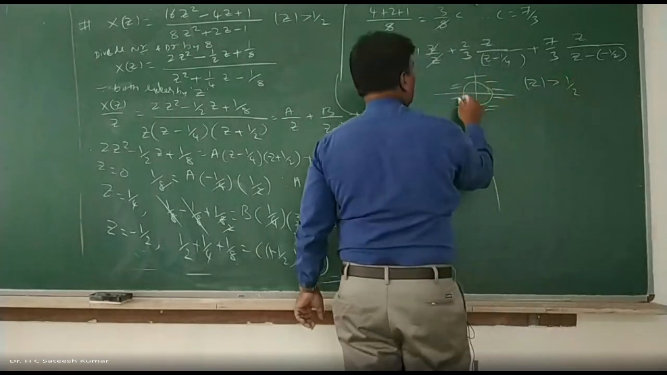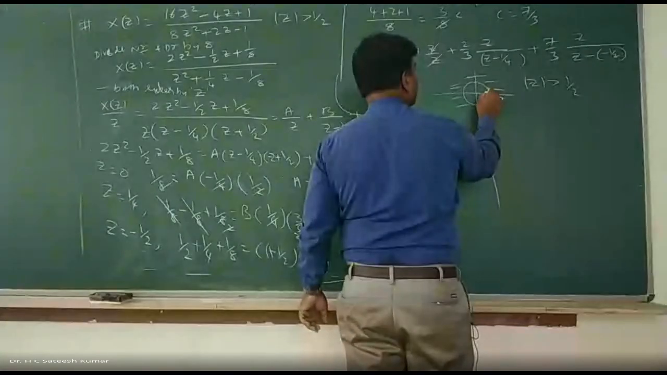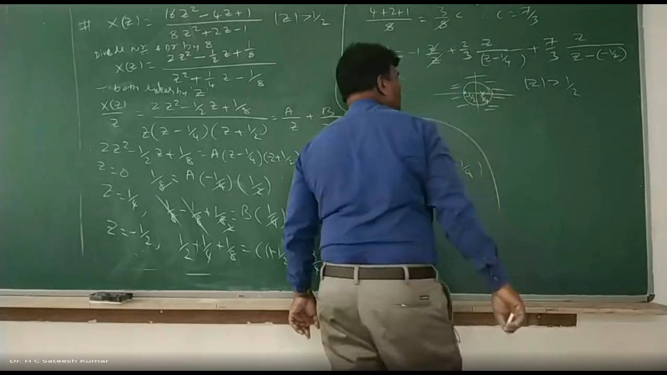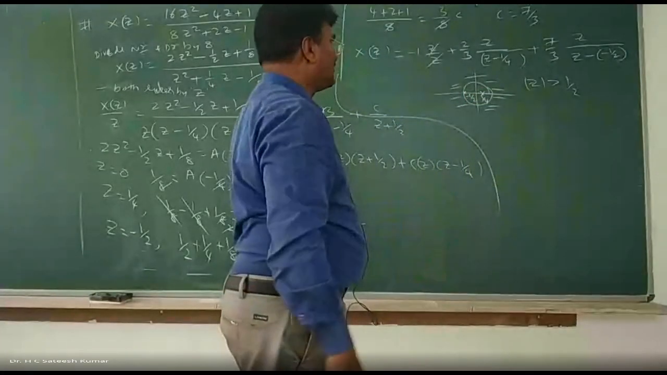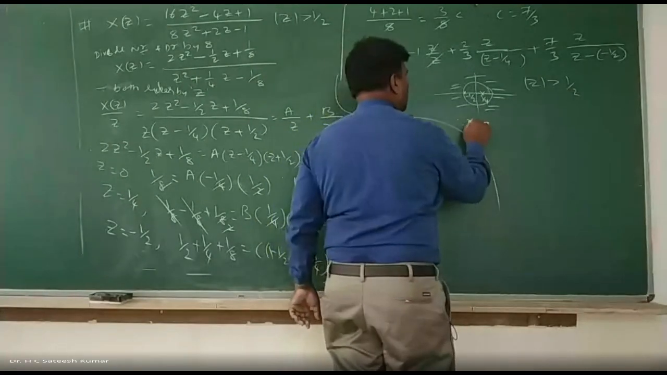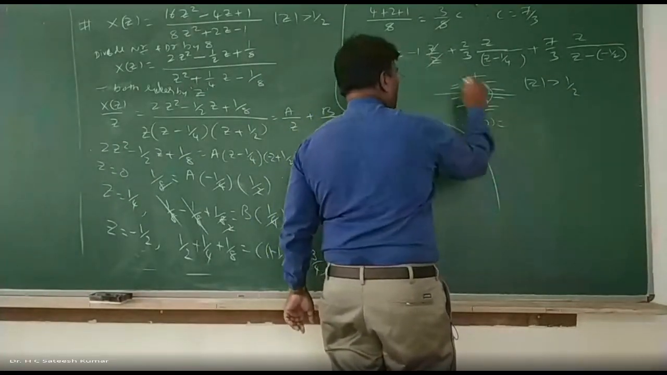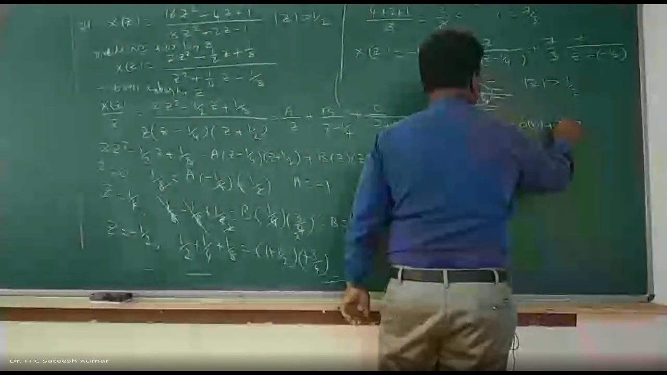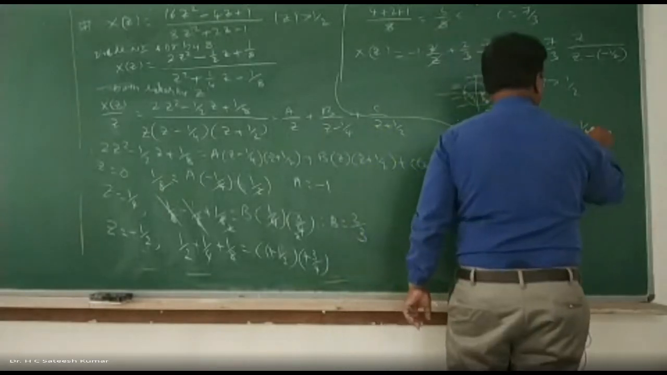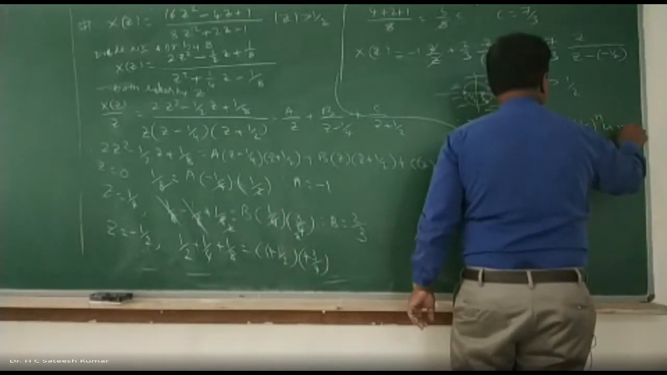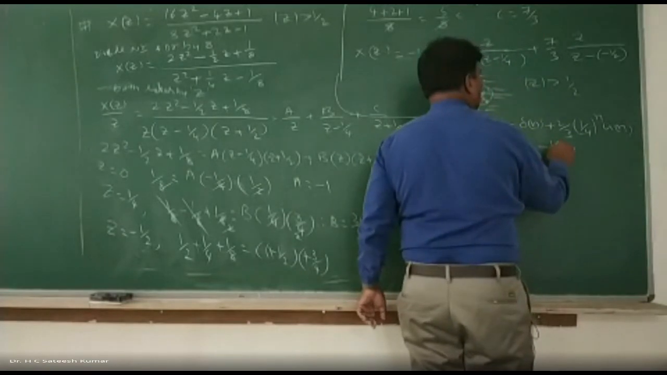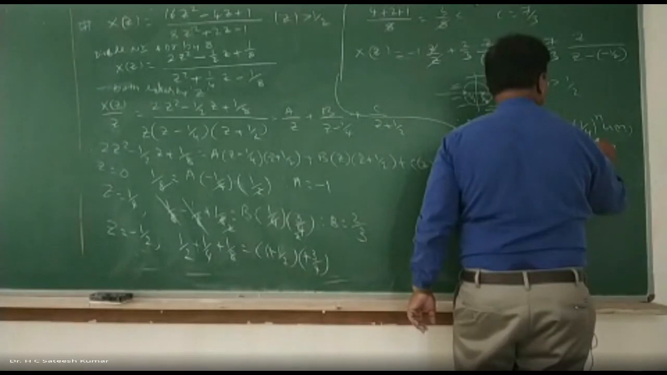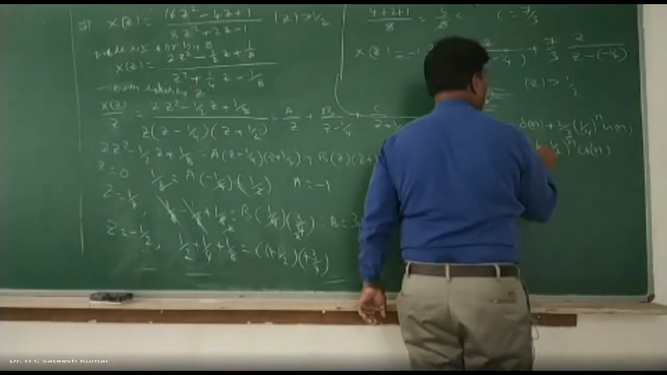Okay, where are the poles? One pole is at plus 1 by 4, another one is at minus half. Okay, poles are inside, means right-handed sequence. Therefore, x of n is equal to what? Minus 1 into constant is delta of n, plus 2 by 3 into 1 by 4 to the power of n into u of n, plus 7 by 3 into minus half to the power of n into u of n.